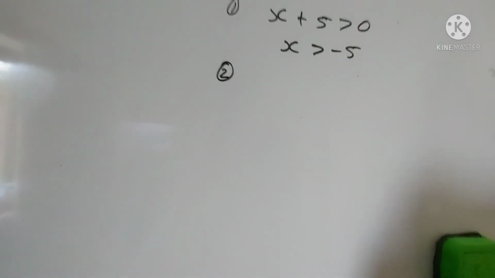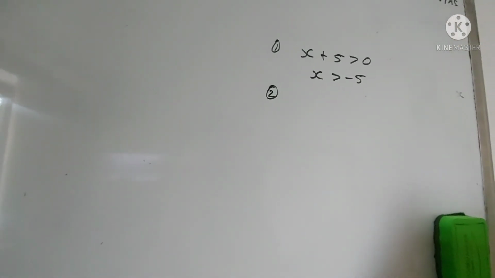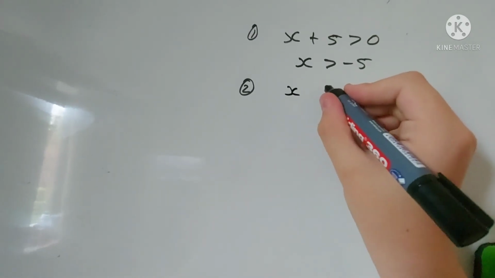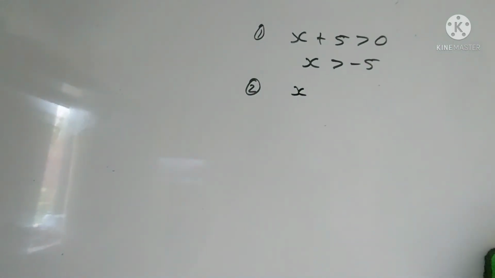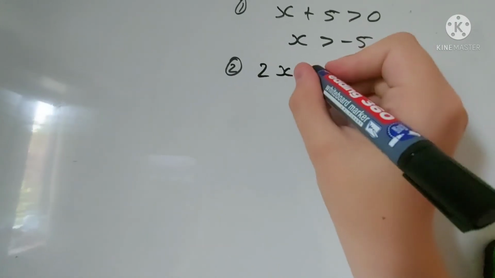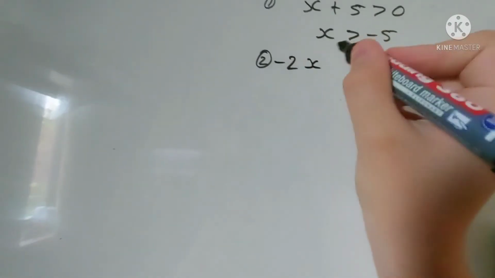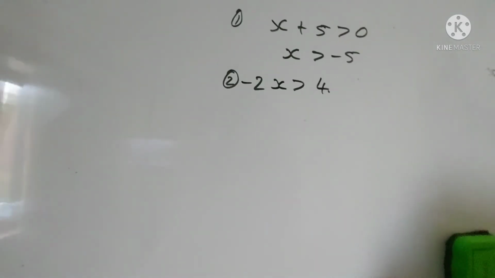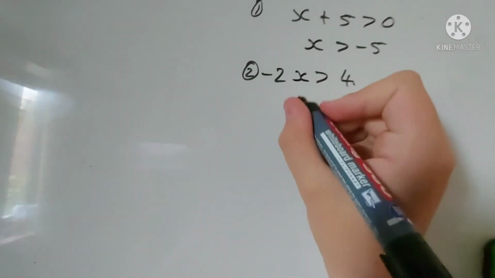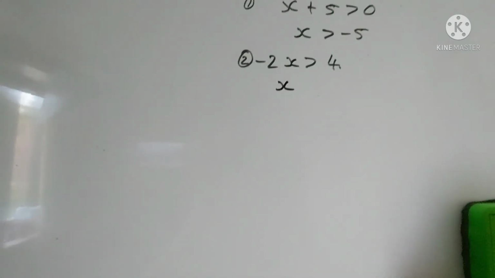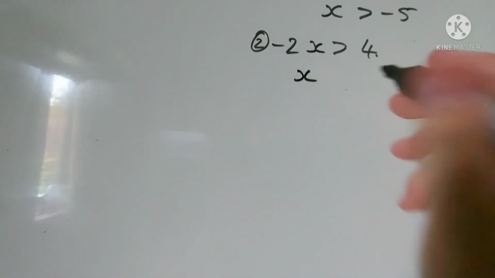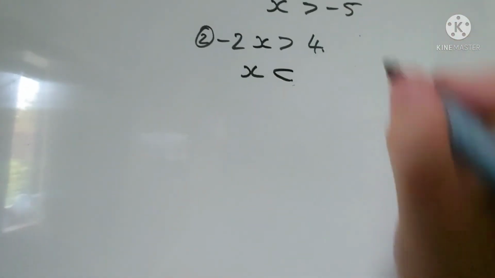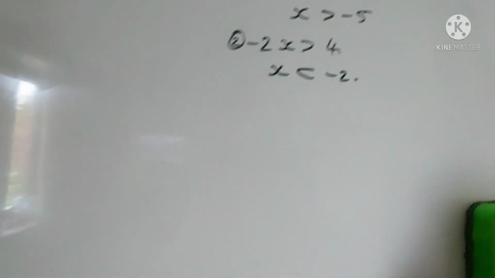A second example that can get a bit more complicated is if we had minus 2x is greater than 4. If we try that one, what would x be? Well, you have to flip the sign if you're dividing by a negative. So x would be less than 4 over minus 2, so it'd be minus 2.